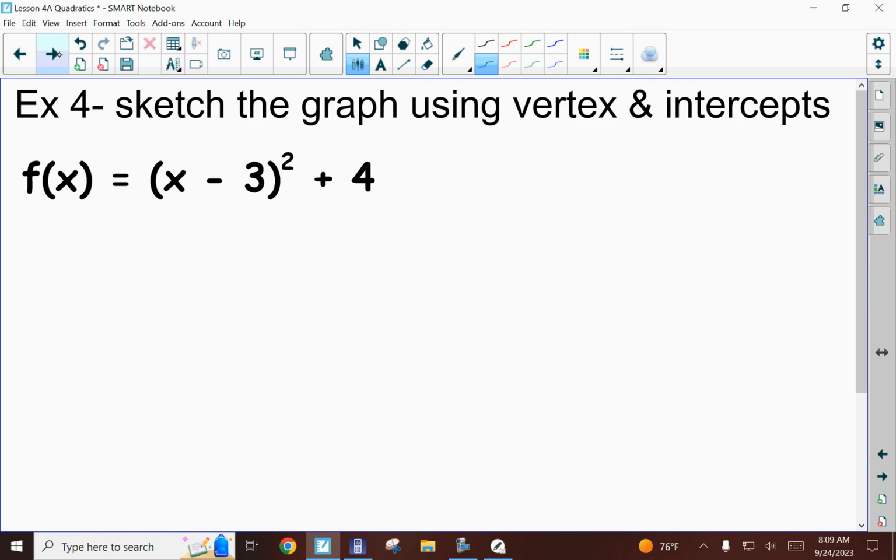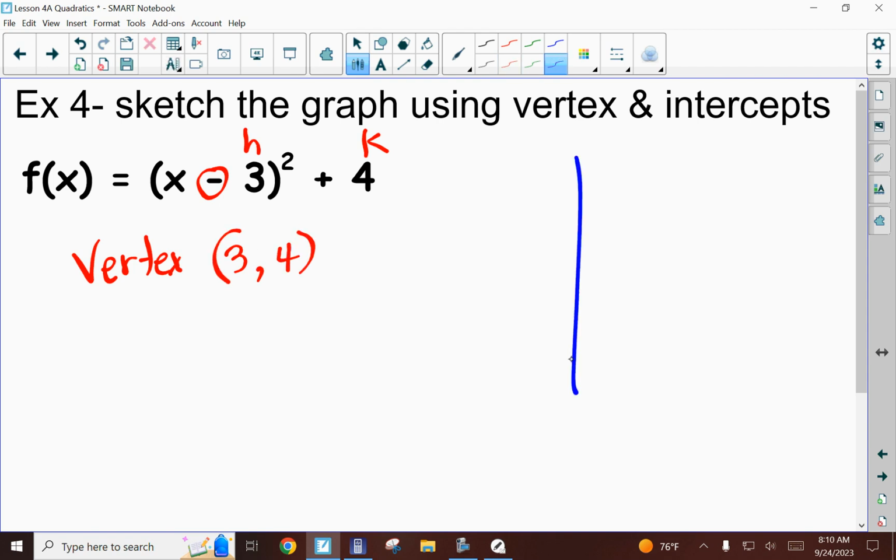Okay, the next part is kind of working backwards. We have to sketch the graph using the vertex and the intercepts. So to find the vertex, you just have to find your h and your k. Remember that h is located in here, and it's always going to be the opposite sign of this guy, and then it's your k right here. So your vertex is going to be positive 3 and positive 4.